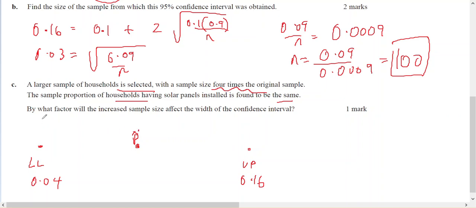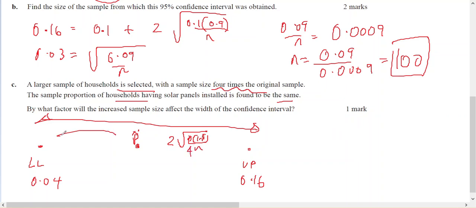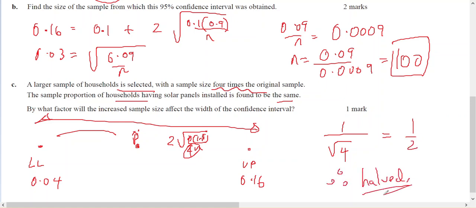and that increase factor was determined by p hat plus 2 lots of the square root of p hat (1 minus p hat) all over n. But n is now 4n. So if that's going to be 4n, therefore it's going to increase by a factor of 1 on the square root of 4, which would be 1/2. Therefore, it will be halved. That's what's going to happen to the confidence interval.